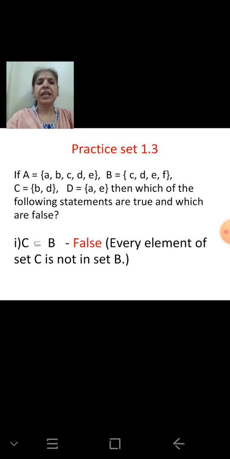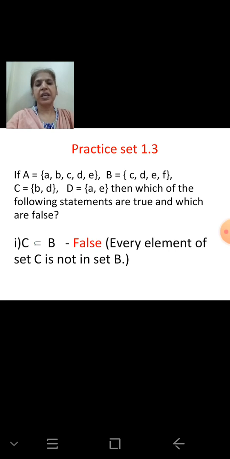First question is, if set A is equal to {A, B, C, D, E}, set B is equal to {C, D, E, F}, set C is equal to {B, D}, and set D is equal to {A, E}. So all these sets are given. Then which of the following statements are true and which are false?